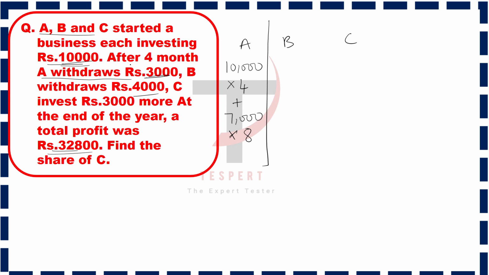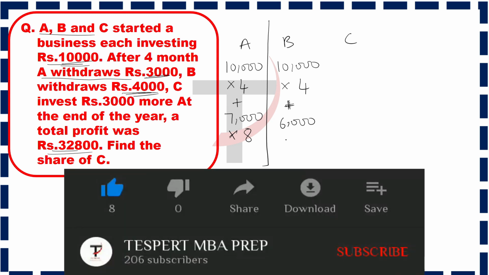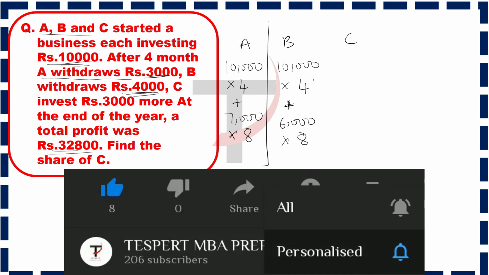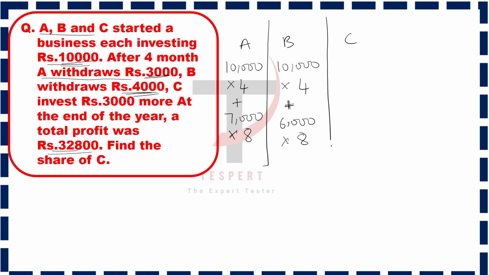And what is the capital of B? B withdraws 4,000. So 10,000 he invested for 4 months, and as he withdrew 4,000, the remaining will be 6,000 rupees, and he invested for the remaining months, 12 minus 4, which is 8 months, right? And what about C?